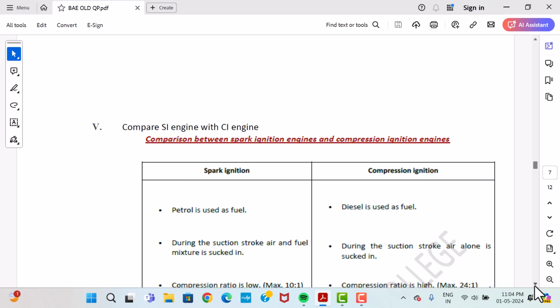Next question. Compare SI engine with the CI engine. This is very important. The comparison between SI engine and CI engine, or two-stroke engine and four-stroke engine. It may be asked in other words, diesel engine and petrol engine, or in different ways a question may be asked from this module. So you must study this comparison between SI engine and CI engine, two-stroke engine and four-stroke engine, etc.